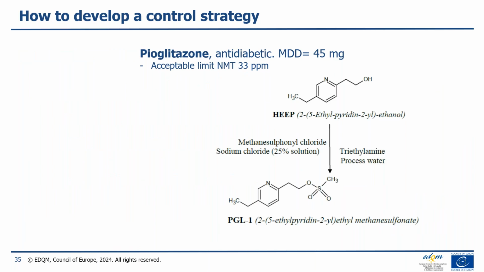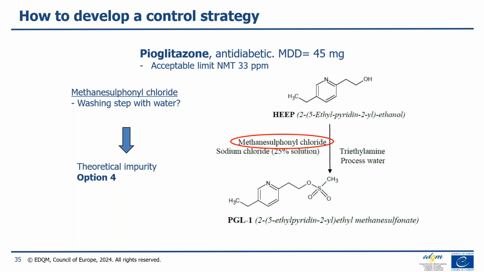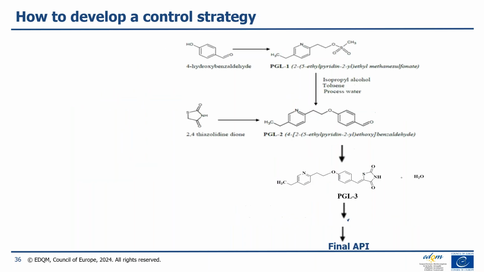We will just go quickly through an example on how to develop a control strategy, in case you do not have the time to attend other presentations. So on the screen, you can now see a part of the route of synthesis of pioglitazone. In the synthesis of this API, methanesulfonyl chloride is used rather early in the process, along with water in the same step. We do know that this compound is highly reactive, so it can be considered as a theoretical impurity, and it could be treated in line with option 4 of ICH M7.